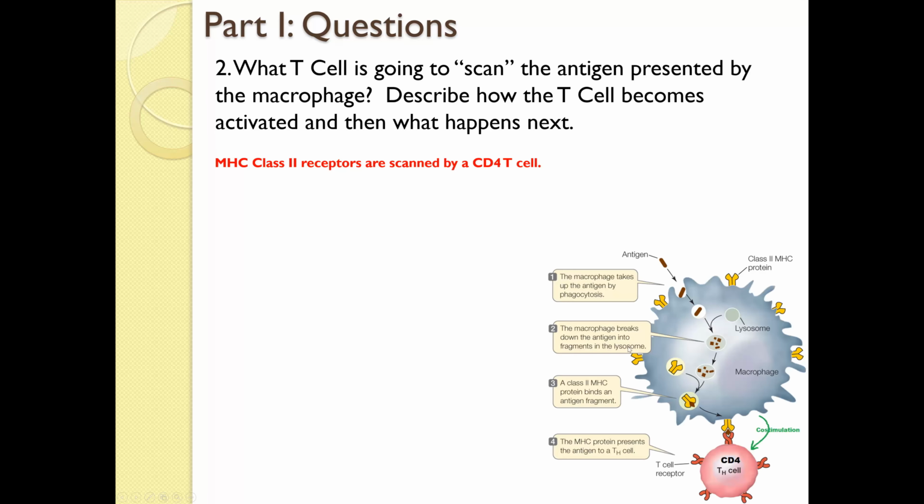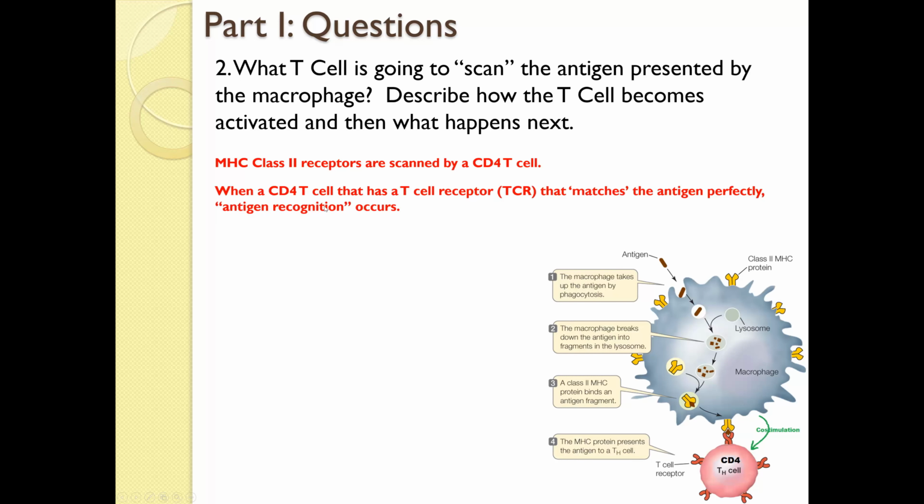So here in this picture, we again have a macrophage, and again we have an antigen that is being taken up through phagocytosis. The antigen is then digested using lysosomes, and then pieces of that pathogen are stuck to class II MHC proteins and stuck on the surface of the cell. And then a CD4 T cell is going to come along and scan the antigen in that MHC class II receptor with its T cell receptor.